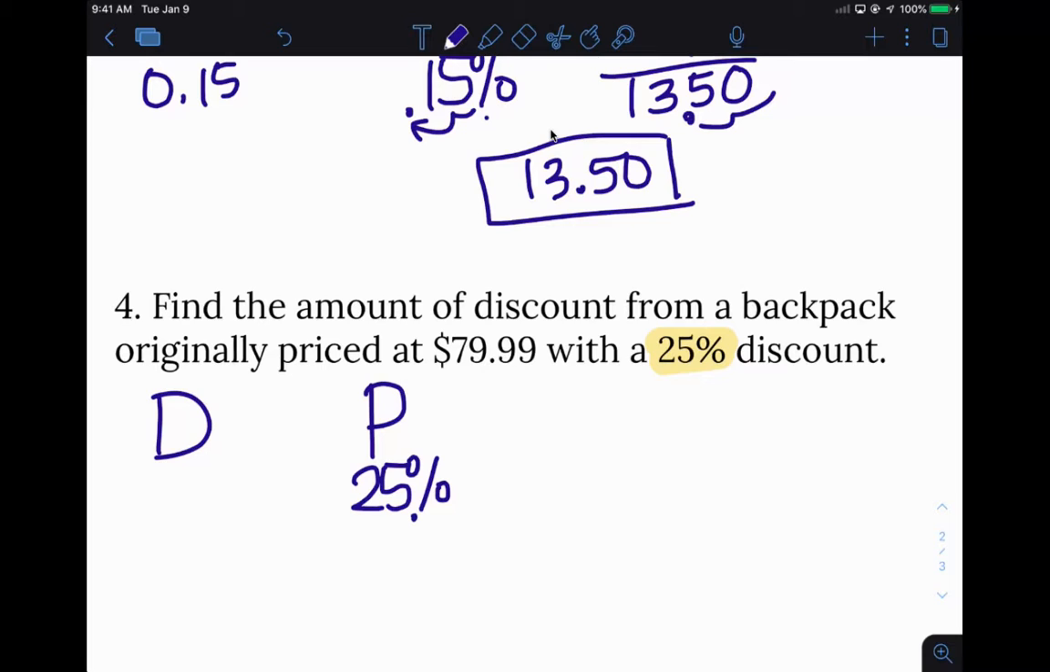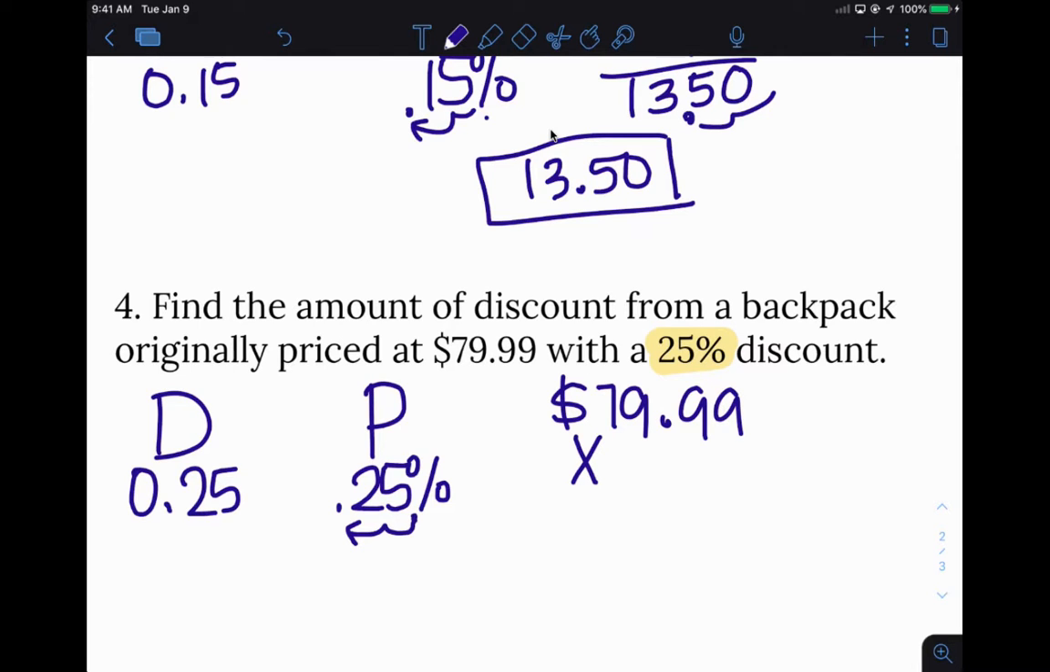25%, decimal 1, 2. So decimal form is 0.25. I multiply that by 79.99. 79.99 times 0.25. And it's okay, we can use a calculator.